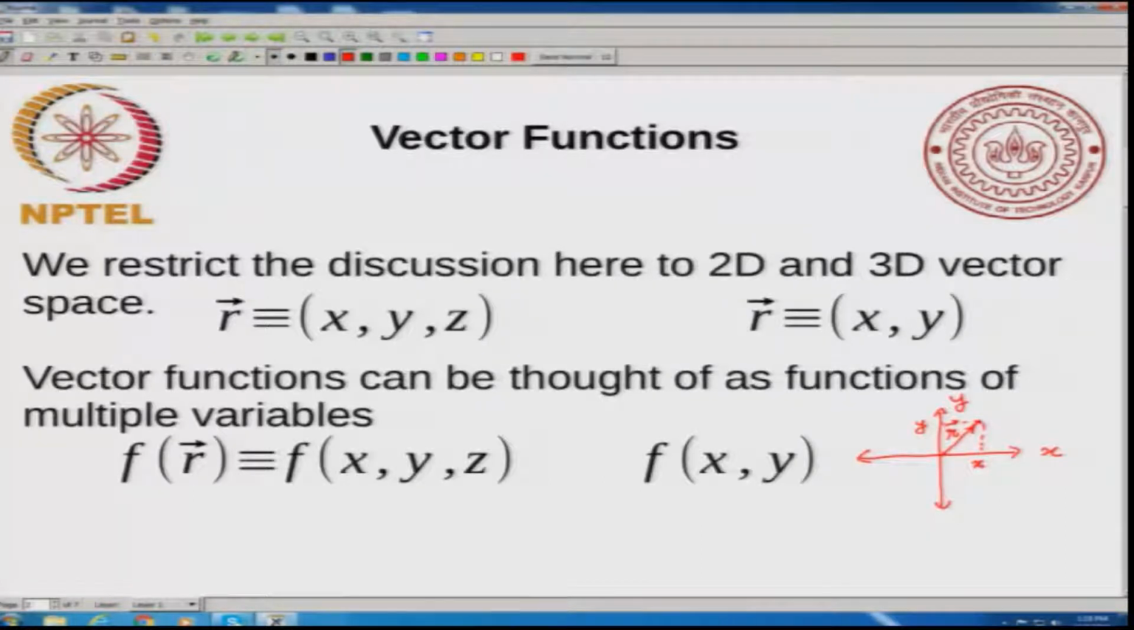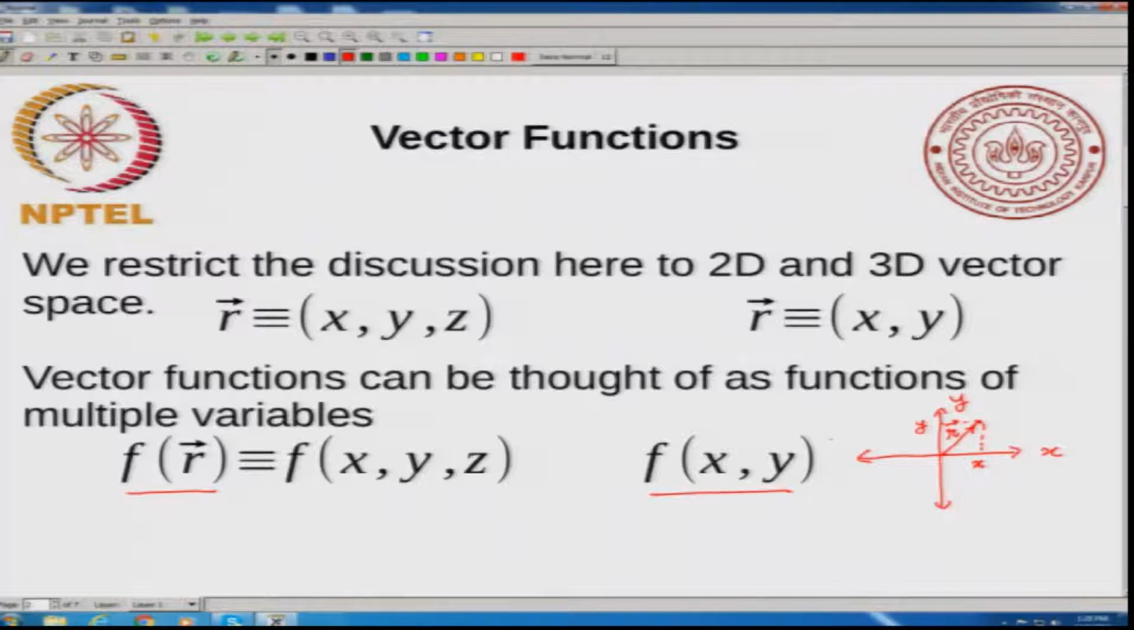So, a function of a vector, you can think of it as a function of multiple variables. A function of a vector means it is a function of R, and R contains x, y, z. The information that x, y, z together give is exactly the information of R. So, instead of thinking of f of R, I can think of f of x, y, z, or in 2 dimensions f of x, y. A function of a vector can be thought of as a function of multiple variables.